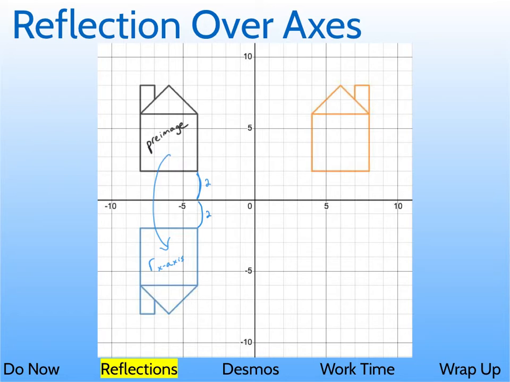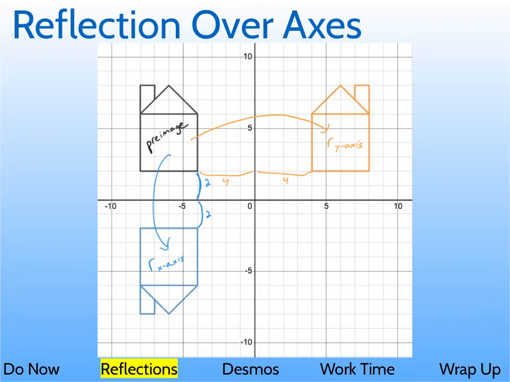Now if we look over here from the pre-image to the orange house, this is actually a reflection over the y-axis. And the same rules still apply. So right here, this is 4 units away, and this corresponding distance is 4 units away as well.